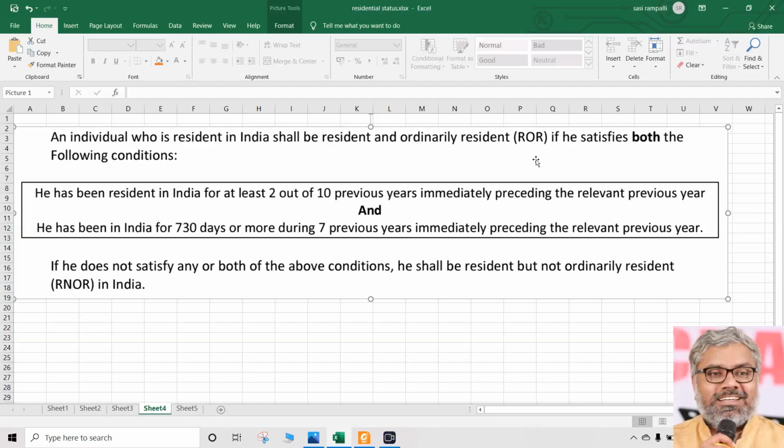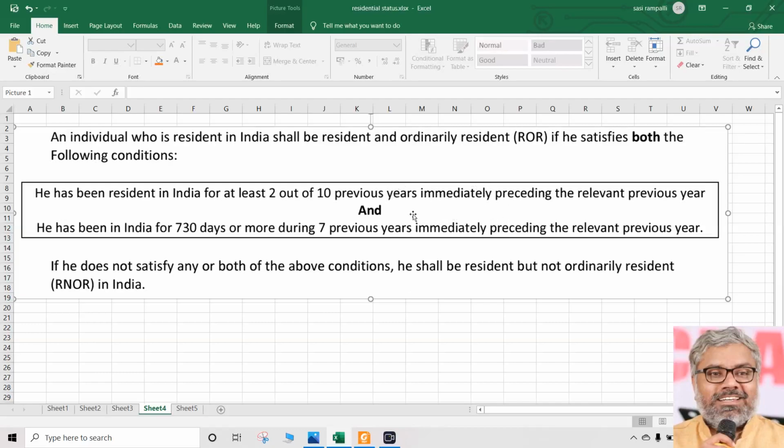So how to check whether a person is ROR or not? A person is called ROR if that person satisfies both the following conditions. One, that person should have been resident in India for at least 2 out of 10 years immediately preceding the previous year. And why and? Because both conditions are to be satisfied. Two, he should have been in India for a period of 730 days or more during 7 years immediately preceding the relevant previous year. If any person satisfies both these conditions, then that person is called ROR. If he satisfies any one of these conditions only, he will be RNOR.